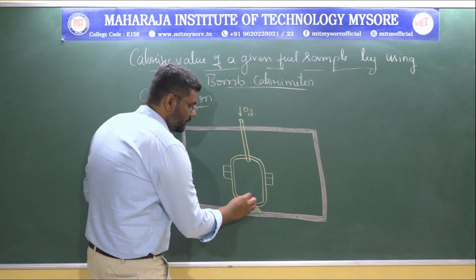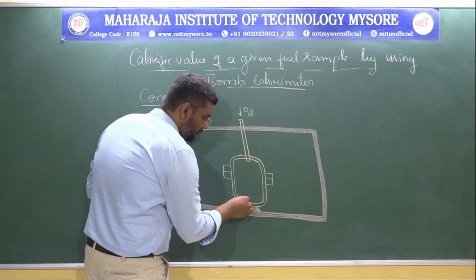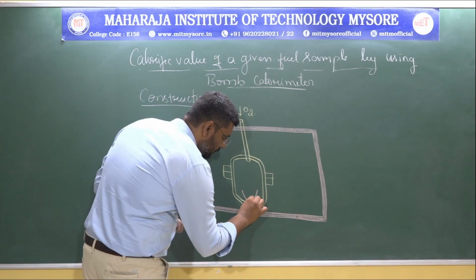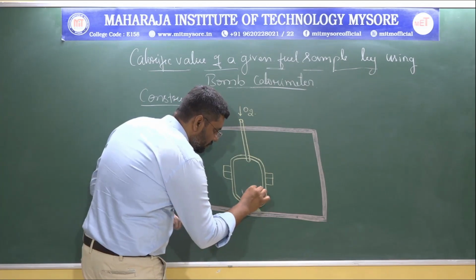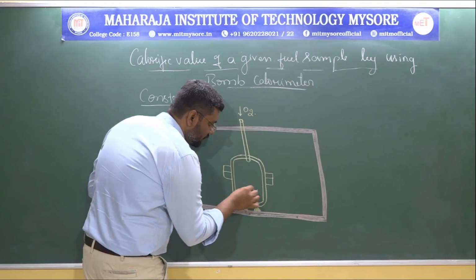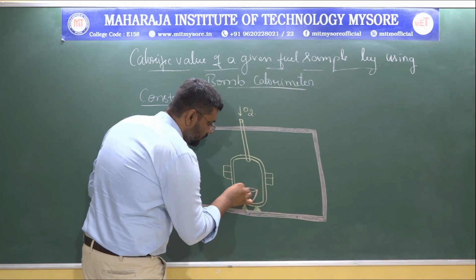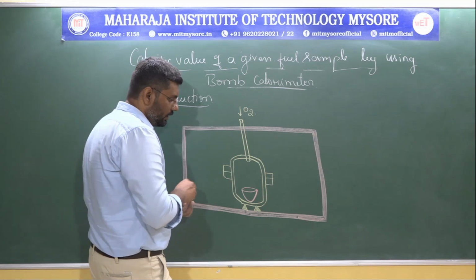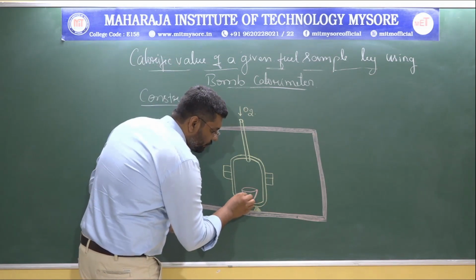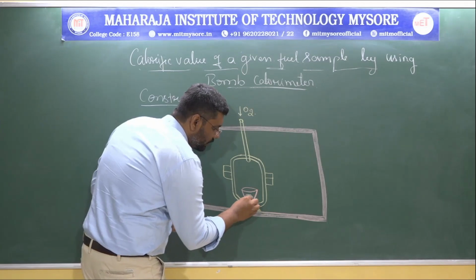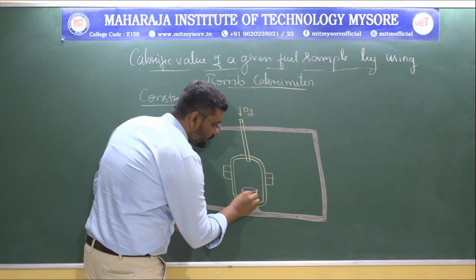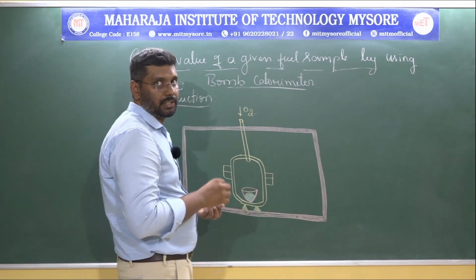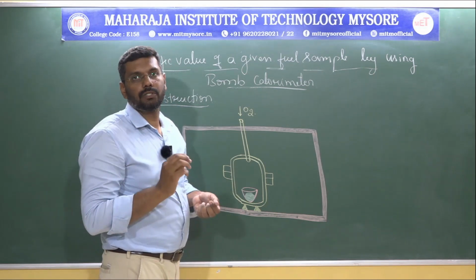The initial temperature will be up to 25 degrees centigrade, and inside that we place a crucible which is purely made up of platinum. This is how the crucible will be placed inside the bomb calorimeter, and in that a known mass of fuel, whether solid or liquid, will be taken inside this crucible. A known mass. I am stressing this point. It's a known mass of fuel.